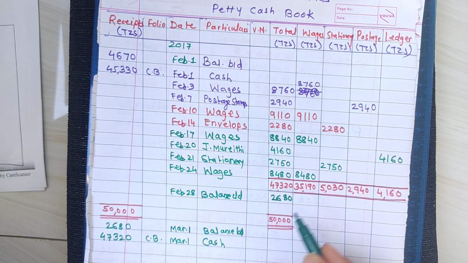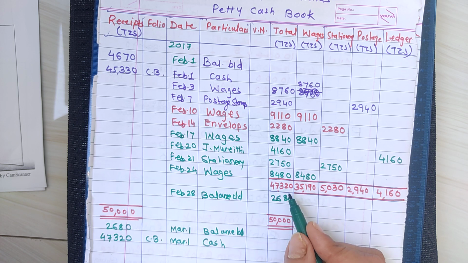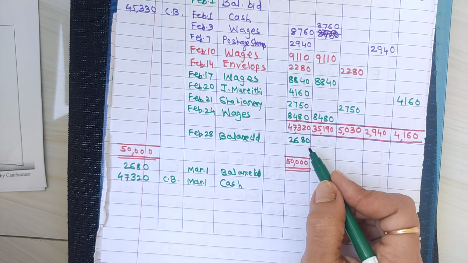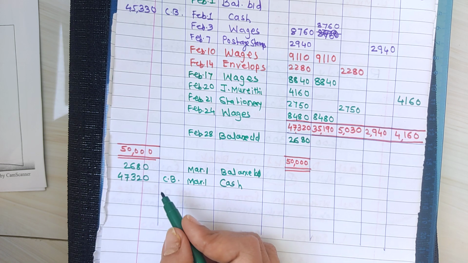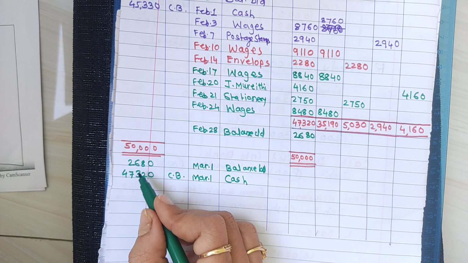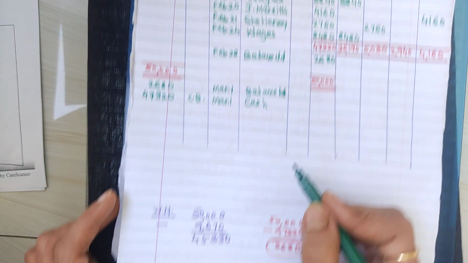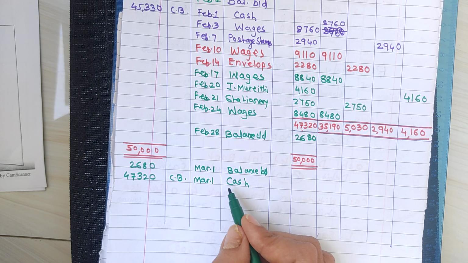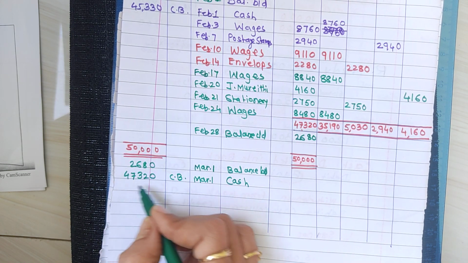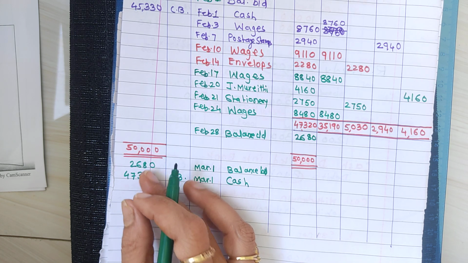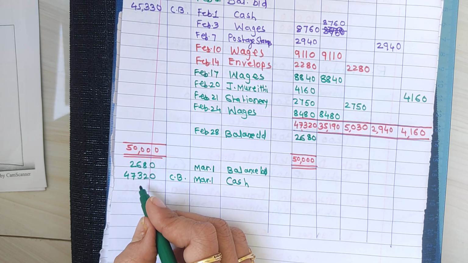From this we deducted the amount spent, 47,320, so we get balance 2,680, which we carried to March 1st. Then the difference, 50,000 minus 2,680, that is 47,320, we have written over here as cash received. Again if we make the total of these two amounts, the total amount available to our petty cashier will be 50,000.